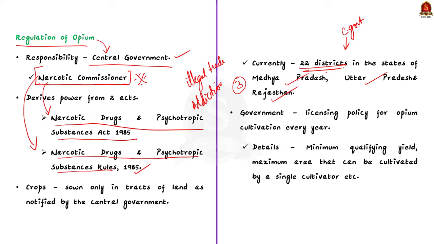Moreover, the government announces a licensing policy for OPM cultivation every year. And also note that the entire quantity of cultivated OPM is bought by the government itself and processed in government factories. As we saw in the news, the government has opened the production of OPM to private players, and Bajaj Healthcare has become the first company to participate in the production of OPM in India. So this is all about the news.